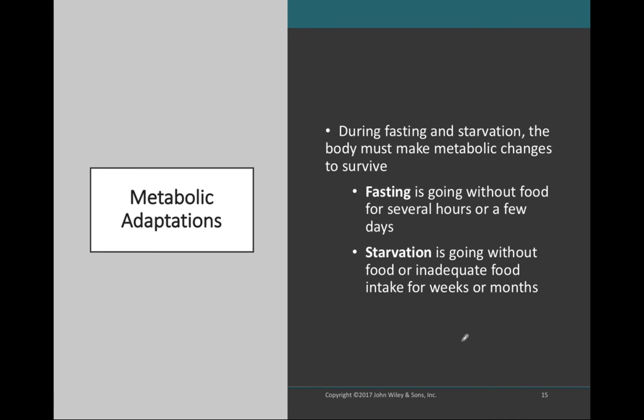So to make sure that we are all on the same page, we're going to define the terms fasting and starvation. Oftentimes, we jokingly use these terms interchangeably, but in fact, fasting and starvation are two totally different things. Fasting is when we've gone without food for several hours or a few days, while starvation is going without food for weeks to months. I personally feel like I'm going into starvation after going without food for a couple hours, but that is in fact a fasting state, and it's much, much healthier than starvation.